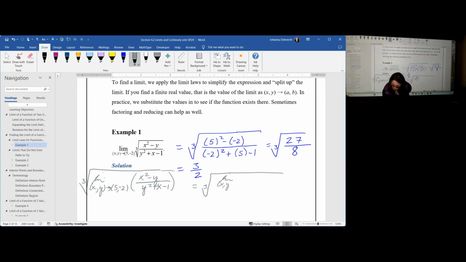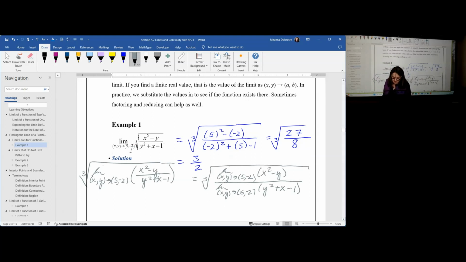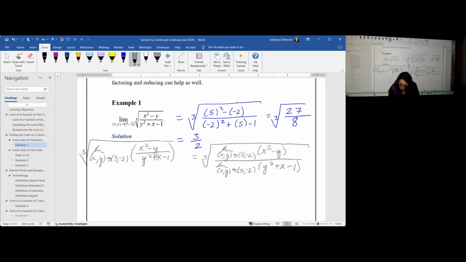limit as xy approaches 5, -2 of x squared minus y divided by the limit as xy approaches 5, -2, lost my parentheses, of y squared plus x minus 1. Right? Now we can apply the sum and difference laws to take the limit of each individual term. The ones that have powers, we can then pull the limit inside the power and apply the identity law. Let's write out one last step.